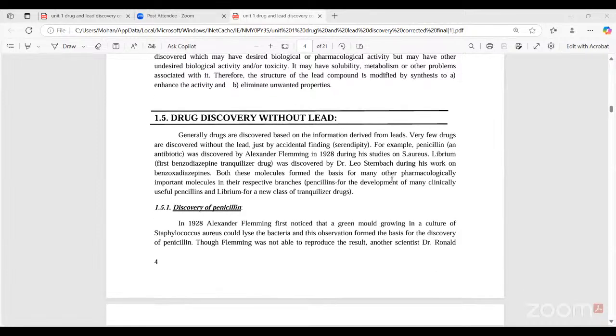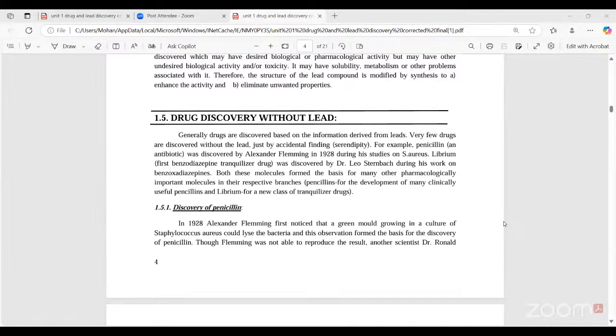Drug discovery without lead. We have two approaches here, with lead and without lead. Generally, drugs are discovered based on the information derived from leads. Very few drugs are discovered without lead, just by accidental finding. We call this serendipity. For example, penicillin, an antibiotic, was discovered by Alexander Fleming in 1928 during his studies of Staphylococcus aureus.